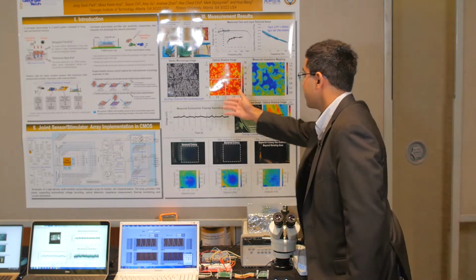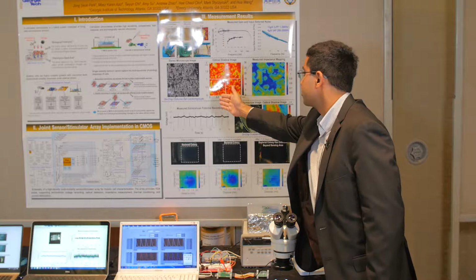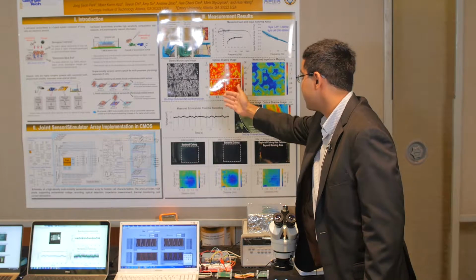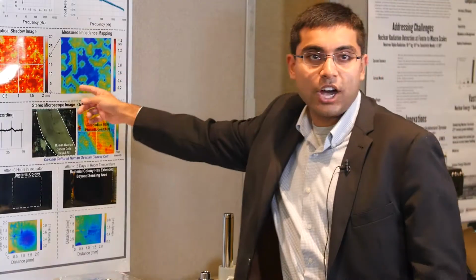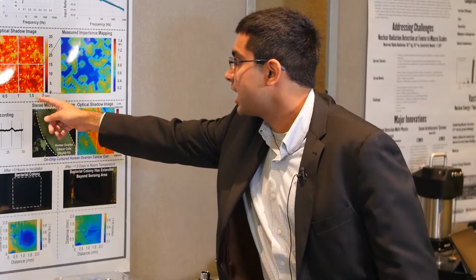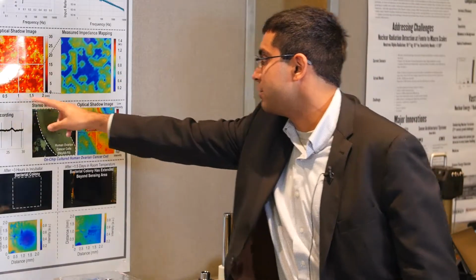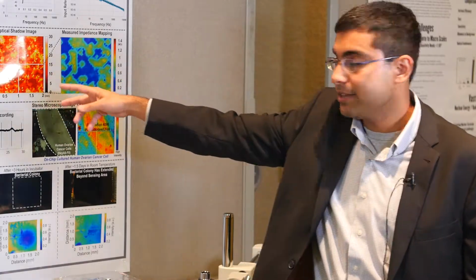So this is a stereo microscope image of on-chip cultured rat cardiomyocytes. These are GFP-based cardiomyocytes here. This is the optical shadow image. Notice how well it correlates with the stereo microscope image. We can clearly see where the cells are located.